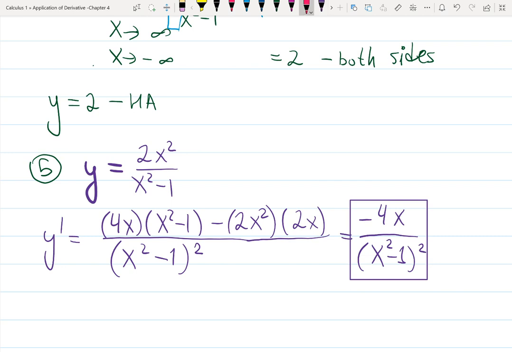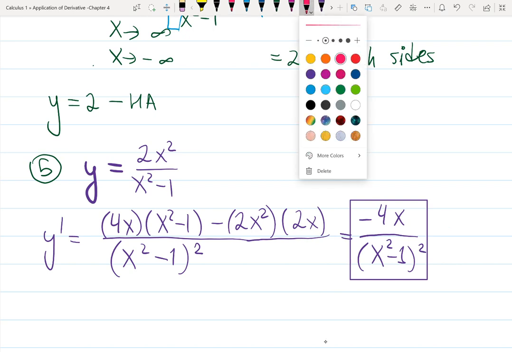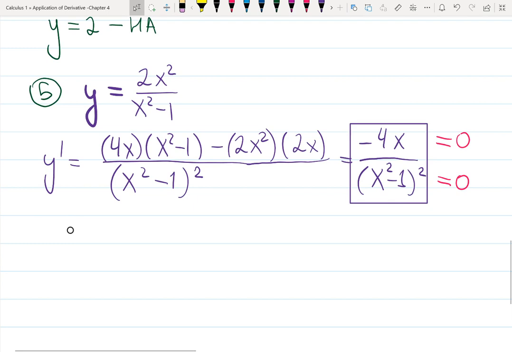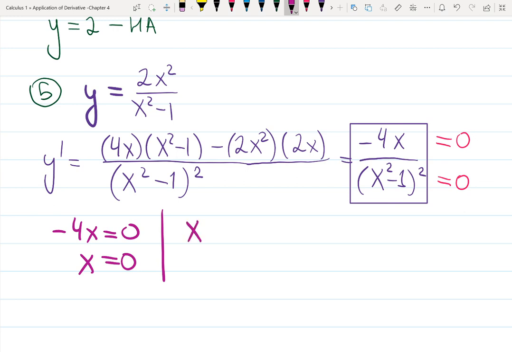Now I want to find where the top is 0 and the bottom is 0, because critical points, by definition, are points in the domain which make your first derivative 0 or DNE. Why is DNE important? Because of the sharp corners. The sharp corner might be a maximum as well, or minimum. Okay, let's solve it. So negative 4x is 0 when x is 0. (x squared minus 1) squared is 0 when x is plus or minus 1.